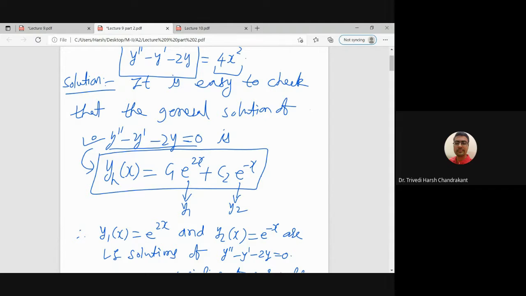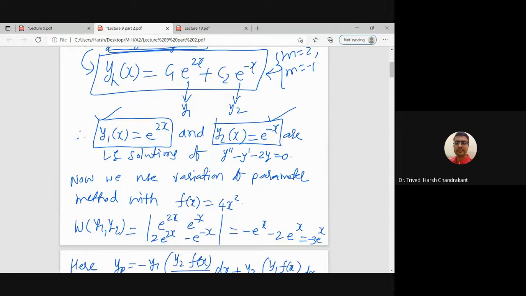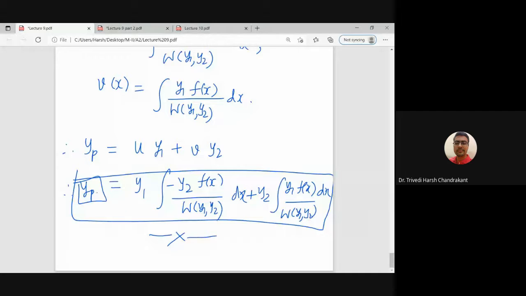So we first find its corresponding polynomial, that is m square minus m minus 2 equals 0, and the roots are m equals 2, m equals minus 1. So that will give us this general solution. In this general solution, we have these two functions which are linearly independent and are solutions of the homogeneous equation. Now using these two independent solutions, we will find the particular solution using this formula.